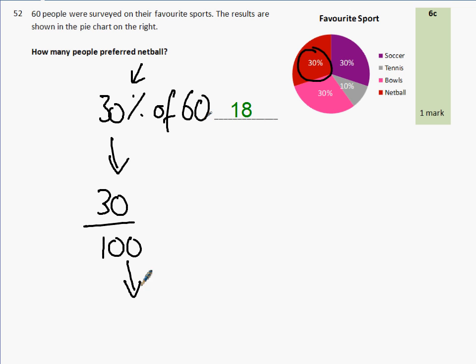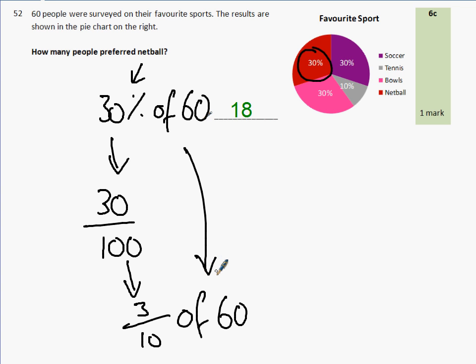I'm going to turn that into a simplified fraction, 3/10. And now I'm going to find 3/10 of 60. Okay, 3/10 of 60 I can do. 60 divided by 10 times by 3 gives you 18. There you go. This bit must represent 18 people.